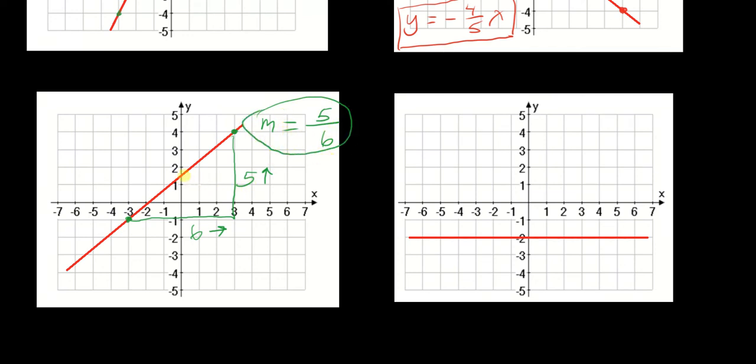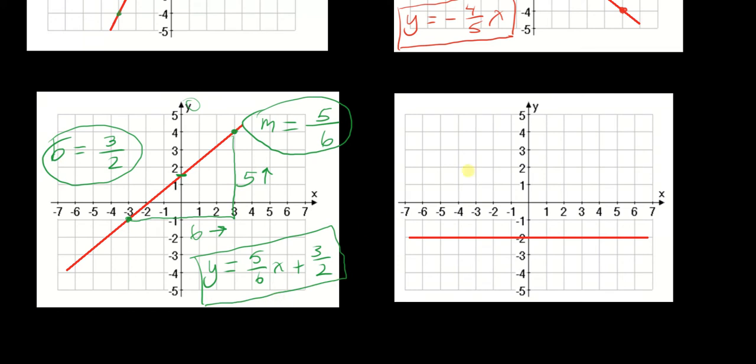What is the y-intercept? Well, here, that's exactly halfway in between. So this is my y-intercept. It's where y is getting cut by the graph. And so b is going to equal 1.5, or let's just call it 3/2. And so my equation is going to be y equals 5/6 x positive 3/2, and this is our answer.